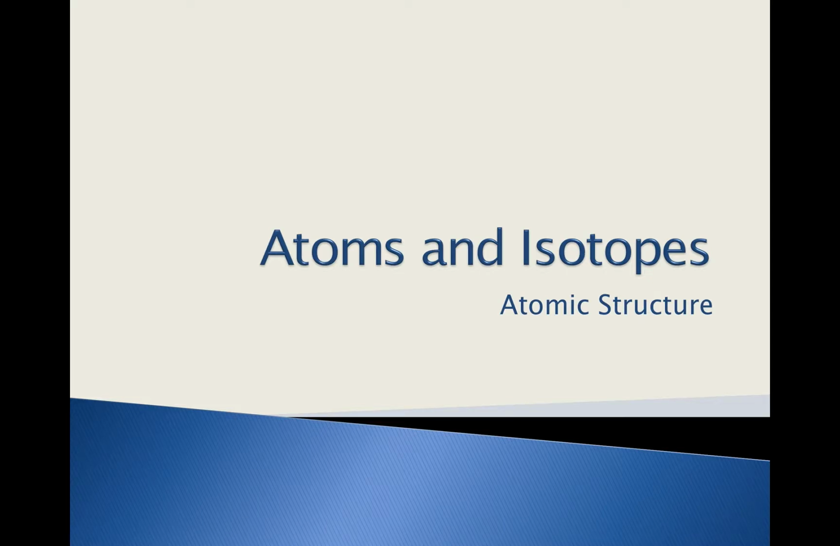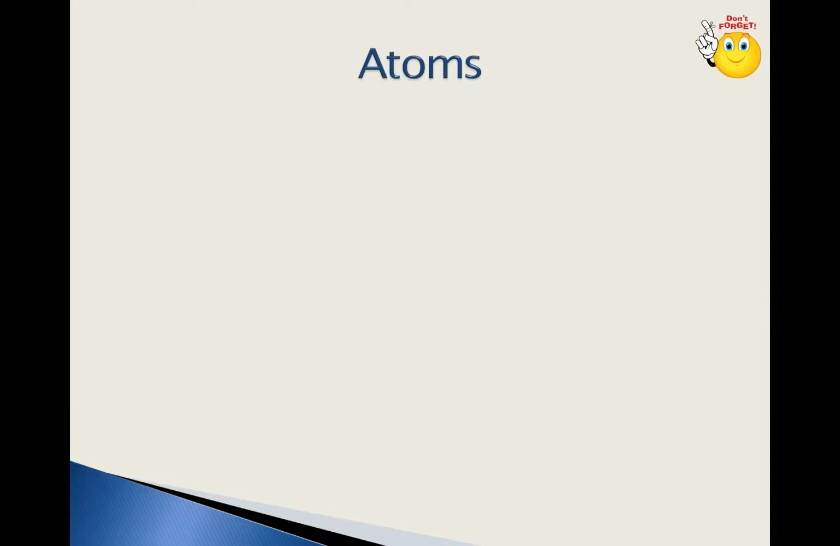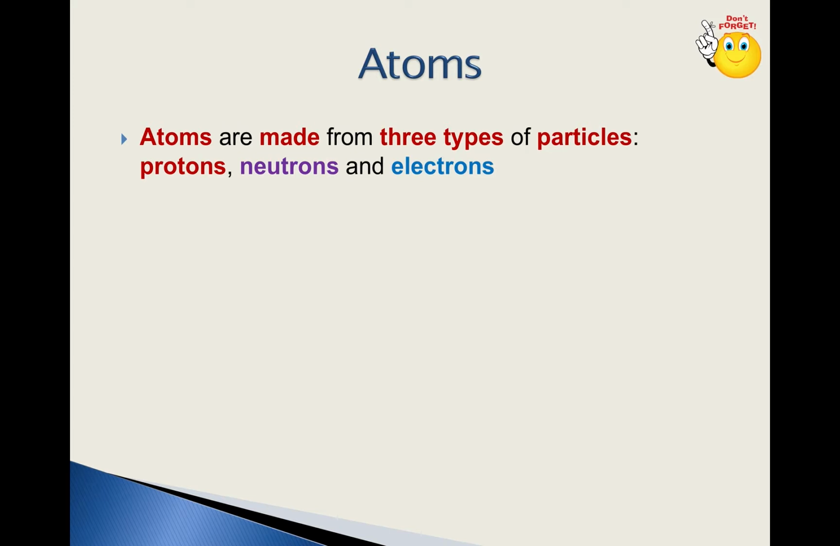This is AS Chemistry, Chapter 1, Atomic Structure, Lesson 1, Atoms and Isotopes. Atoms are made from three types of particles.